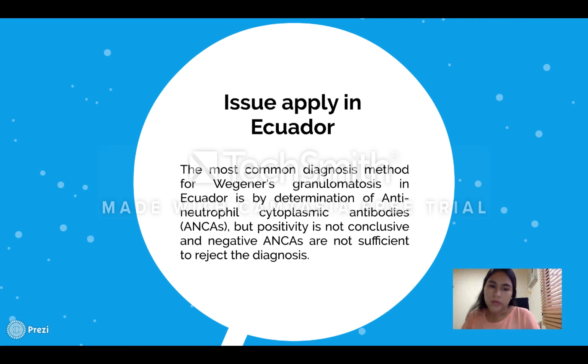The most common diagnosis method for Wegener granulomatosis in Ecuador is by determination of anti-neutrophil cytoplasmic antibodies, but positivity is not conclusive and negative ANCAs are not sufficient to reject the diagnosis.